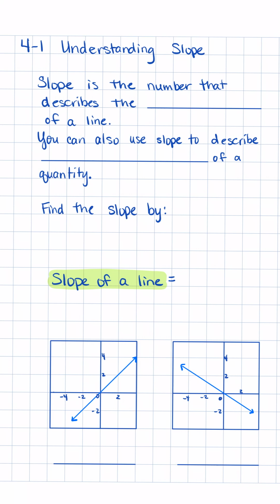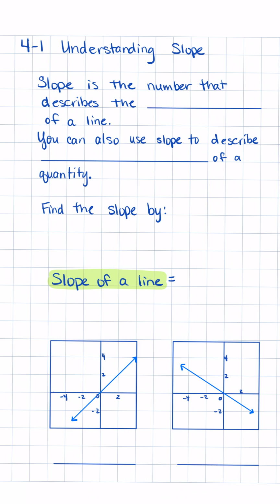Hi class, today we're looking at understanding slope. You can use slope to describe the steepness of an incline or hill. The steepness of a ramp is the ratio of the vertical change to the horizontal change. In math, slope is a number that describes the steepness of a line.